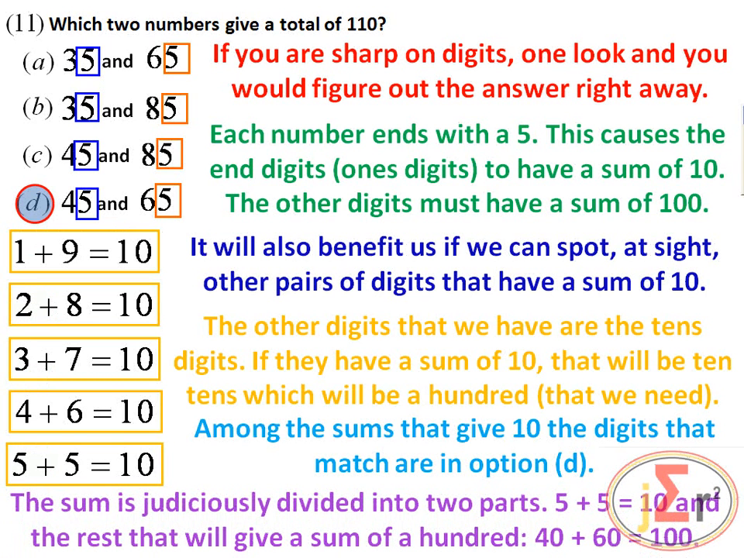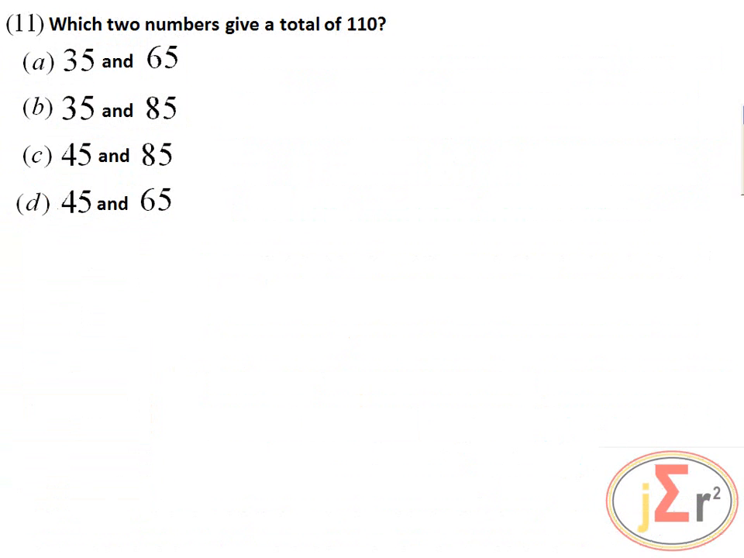The sum is judiciously divided into two parts. 5 plus 5 equals 10, and the rest that will give a sum of 100. 40 plus 60 is equal to 100. And we will do a little bit of investigation on the next slide in order to bring home our point more clearly.